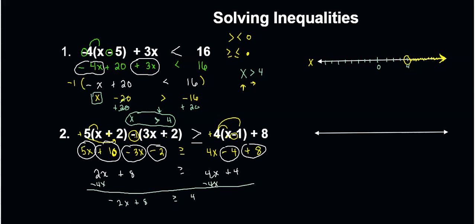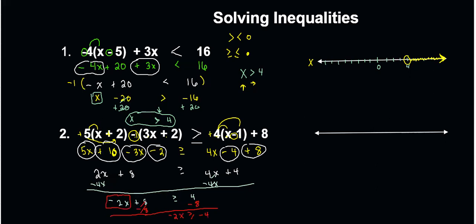All my x's are together. I'll box them off. And now I've got to move what's outside that box to the other side. So what am I moving? I'm moving that positive 8 by subtracting 8. When I do that, these are gone, and I get negative 2x is greater than or equal to 4 take away 8, which is negative 4.